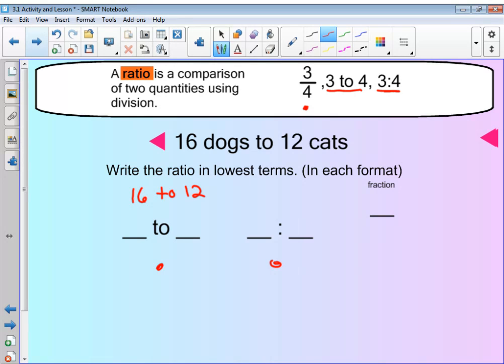Now here's the thing. I cannot leave this as my final answer because that can be reduced down. 4 would go into each of those numbers. So 16 divided by 4 would give me 4 dogs.